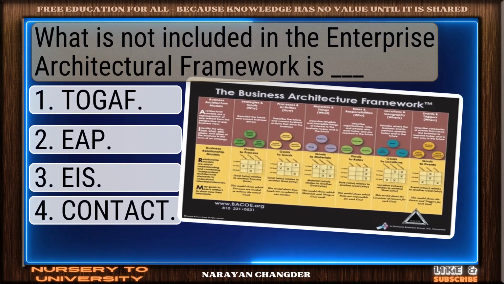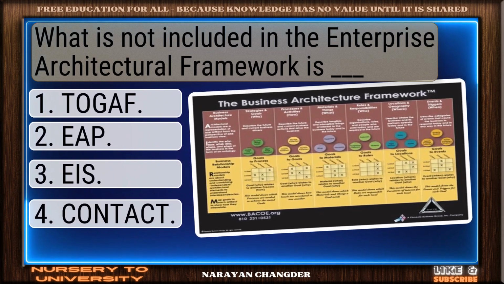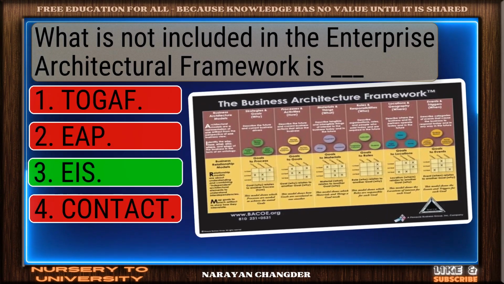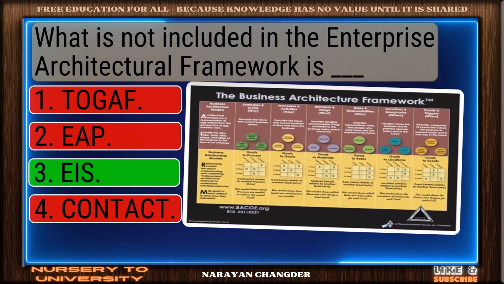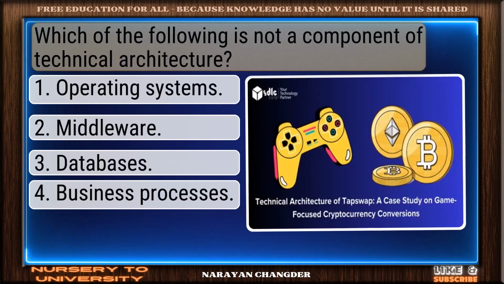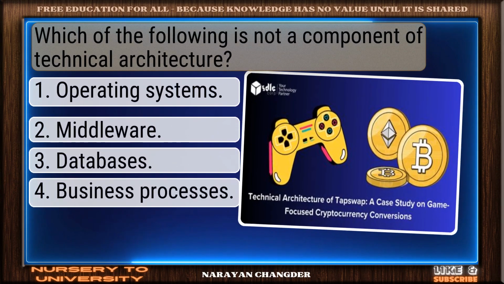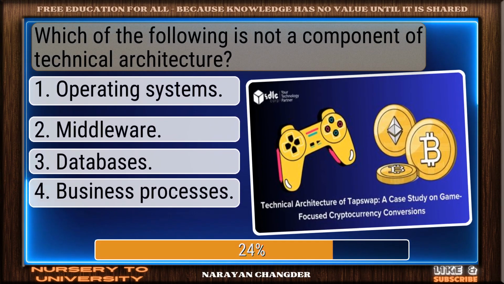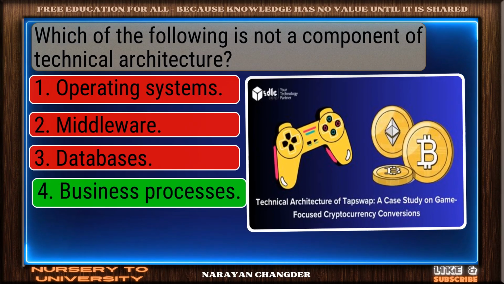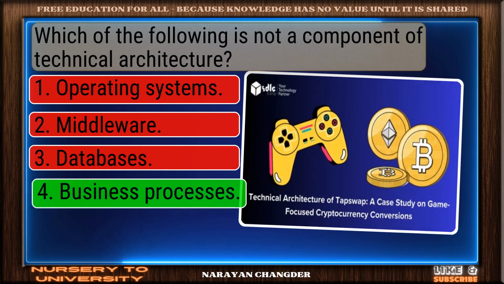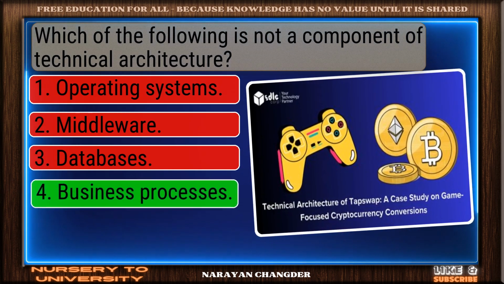Question number 27. What is not included in the enterprise architectural framework is dash. Good thinking. Ease is the right answer. Question number 28. Which of the following is not a component of technical architecture? Correct response. Business processes is the most accurate answer.